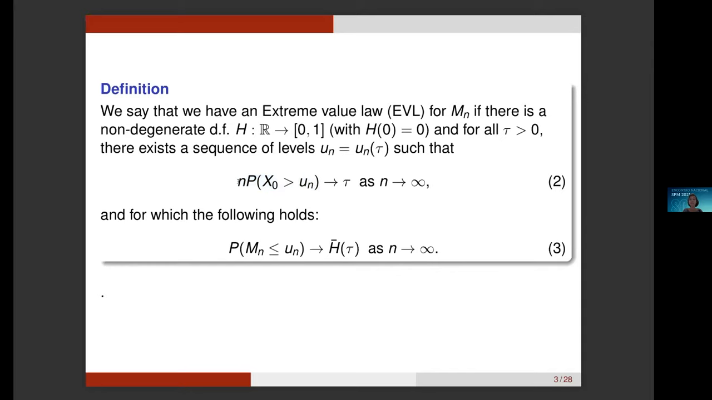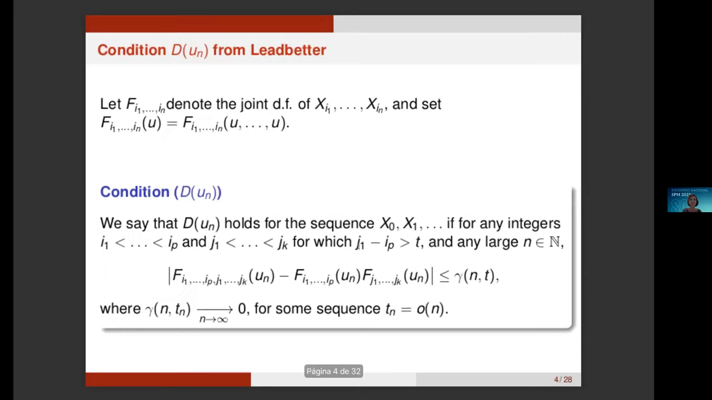And this condition two is a necessary and sufficient condition for three to hold in the IID case. So if the random variables are independent and identically distributed, this condition two is a necessary and sufficient condition for three to hold with H bar of tau given by the standard exponential, okay? Exponential of minus tau. A natural question is what happens if the random variables are not independent.